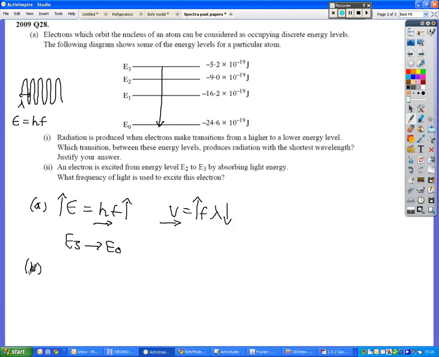Now B, you might have got a little bit confused with the different energy levels here and whether to use negative numbers or not. I tend not to use negative numbers, but it's not necessarily incorrect to use negative numbers. There are two ways that you can do this. I'll show you the way that I would do it.